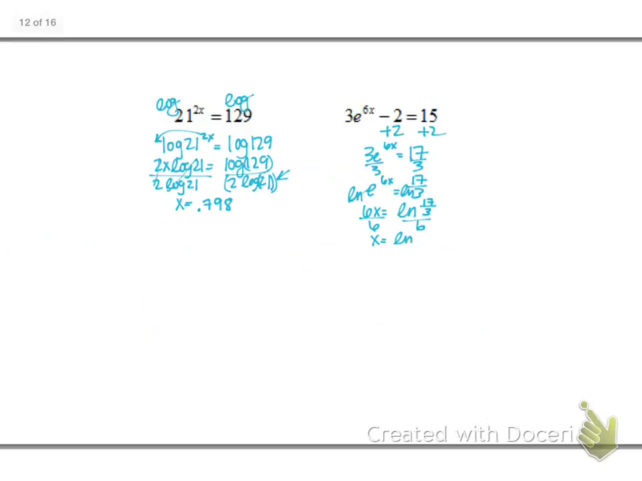So when you type in your calculator, you make sure you end your parenthesis after this 17 divided by 3 so that you can divide the whole thing by 6. So I'm going to type in ln of 17 divided by 3, end my parenthesis, divide that by 6. I get 0.244.